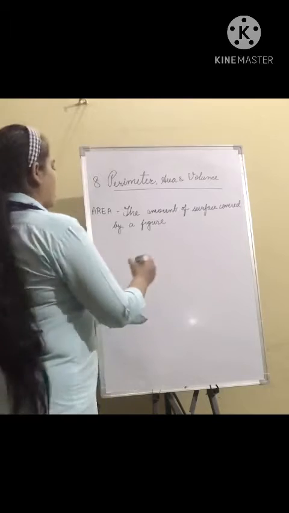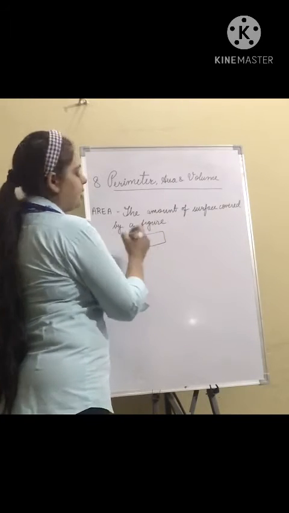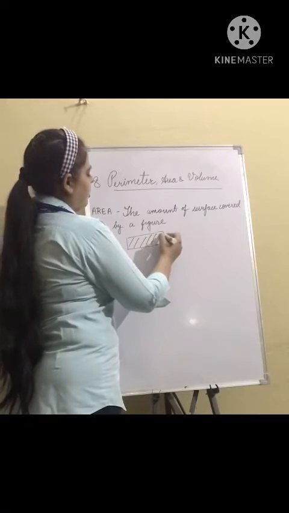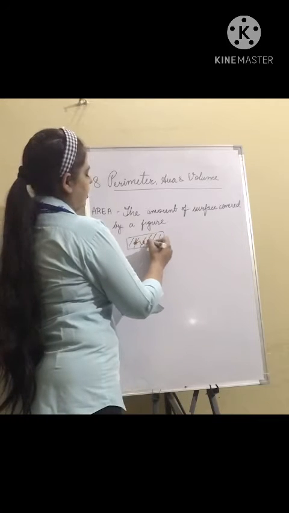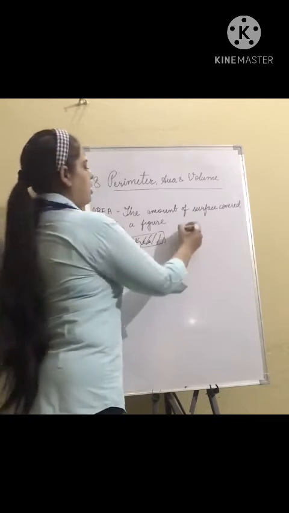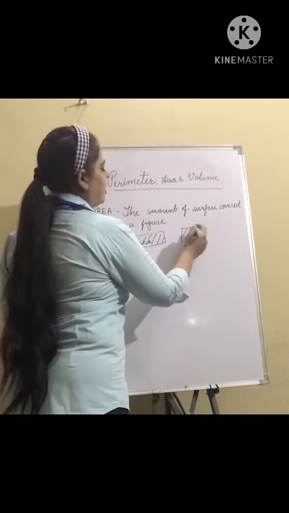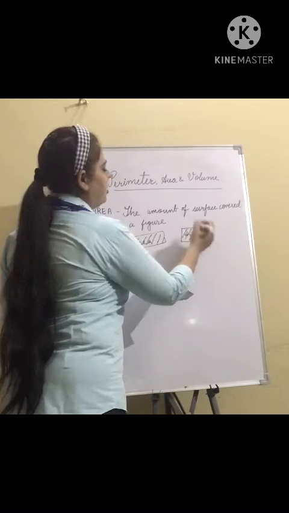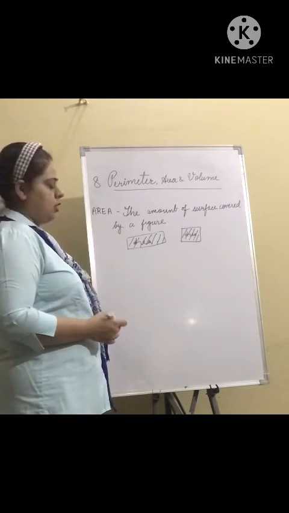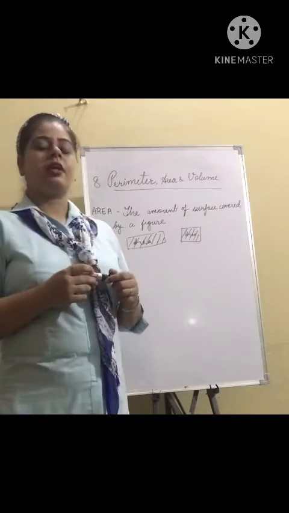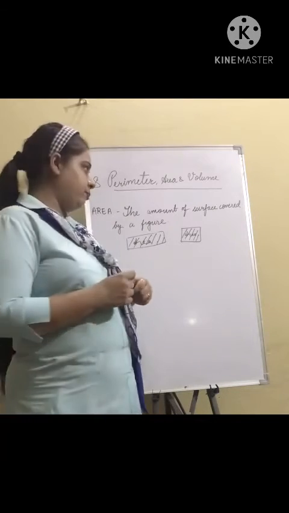Suppose this is a rectangle given to you and you have to find the area. It is the space occupied within the figure. This is area. Yes, this is a square and if you have to find the area, then this is the area. This is the space occupied within the figure. This is called area.